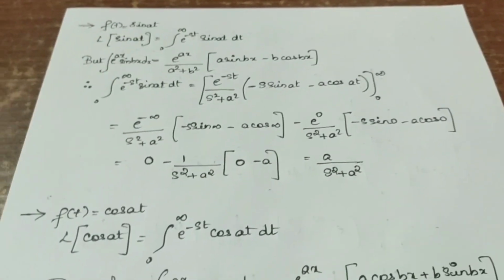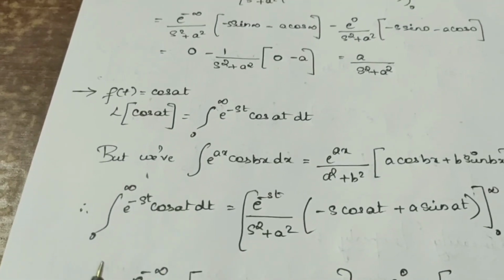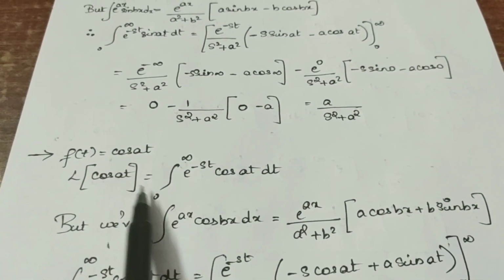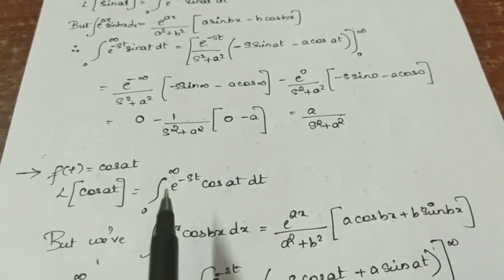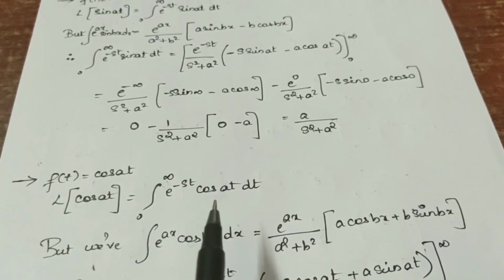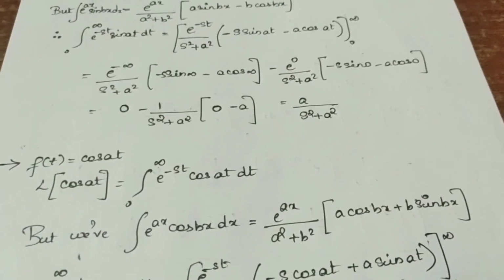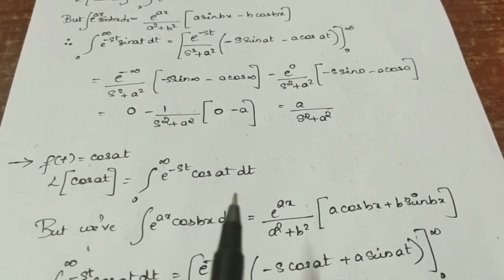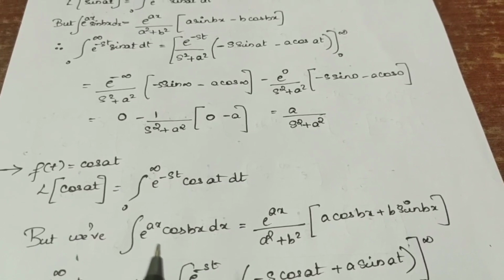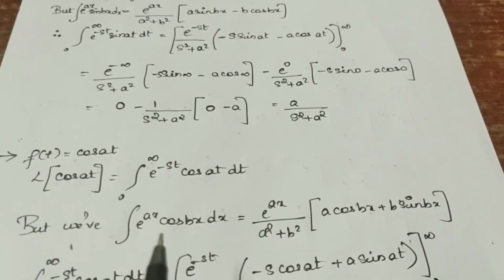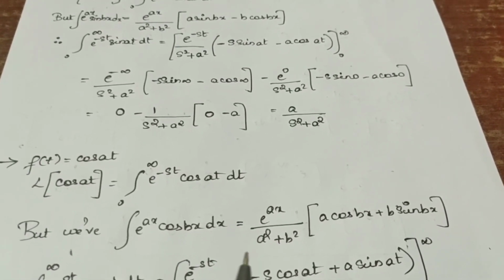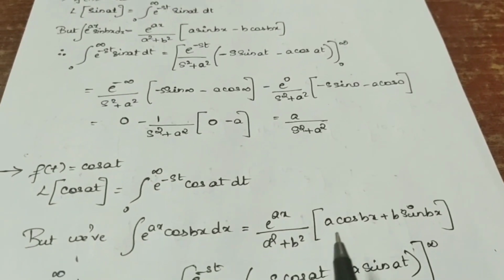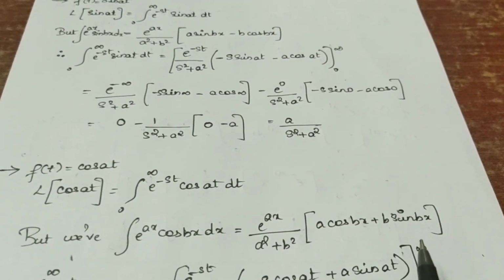Similarly, we can get the Laplace transform of cos at. Laplace of cos at equals the integral from 0 to infinity of e raised to minus st cos at dt. But we have a general formula like this, so why integrate and waste time? The general formula says the integral of e raised to ax cos bx dx equals e raised to ax by a square plus b square into a cos bx plus b sine bx.